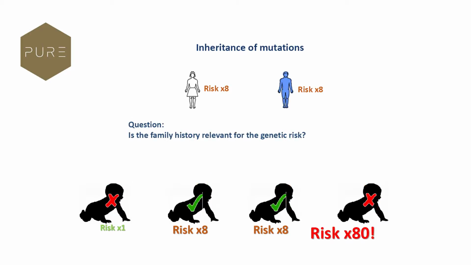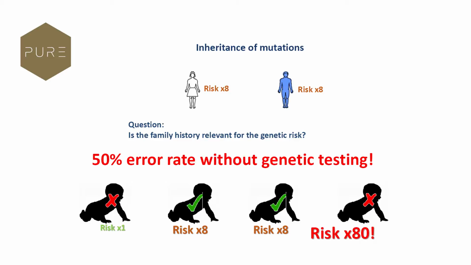Now the question: why do a genetic test? Let's just look at my family history. If you assume that you are the same as your parents, this baby is going to make the wrong conclusion. It has an 8-fold lower risk than its parents. Those two will be correct. They have the same risk as the parents, and this child has a 10 times higher risk. So really, by assuming you're the same as your parents, you have a 50% error rate.